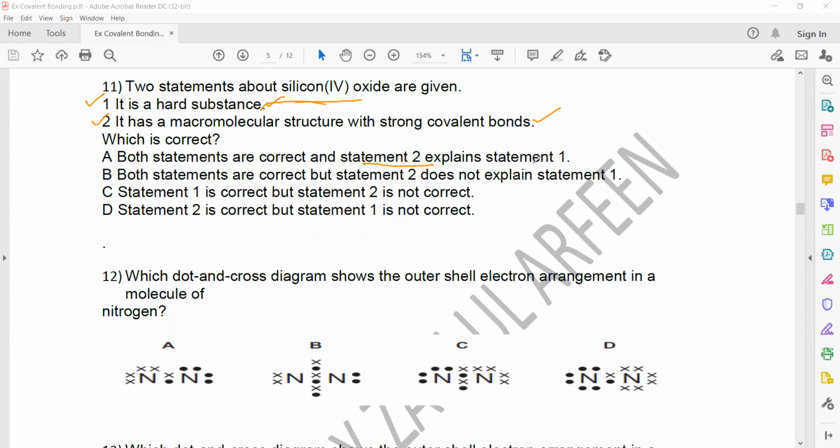And how does statement 2 explain statement 1? Because if something has a giant structure, as we discussed in the physical properties, it will always be hard. So statement 2 explains statement 1: because it has a macromolecular or giant structure, that is why it is hard. So A is the right answer for this.